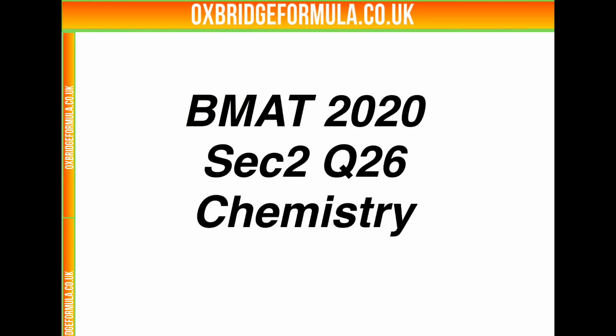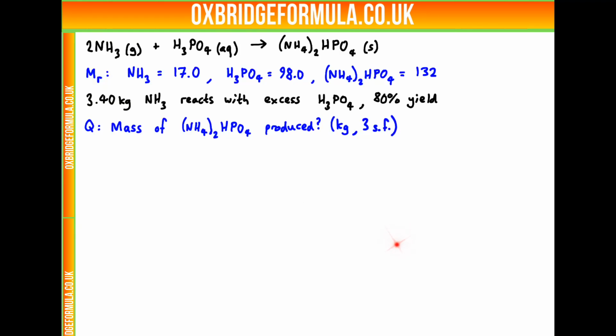This is question 26 on chemistry from section 2 of the 2020 BMAT. So we're given this equation that details the reaction for the synthesis of this fertilizer compound, this diammonium hydrogen phosphate. We're told some molecular masses, and we're told that 3.4 grams of ammonia reacts with excess phosphoric acid and gives the fertilizer with an 80% yield. Therefore, based on that, what mass of the fertilizer was produced in kilograms to three significant figures?